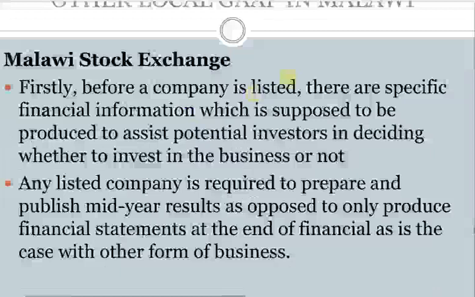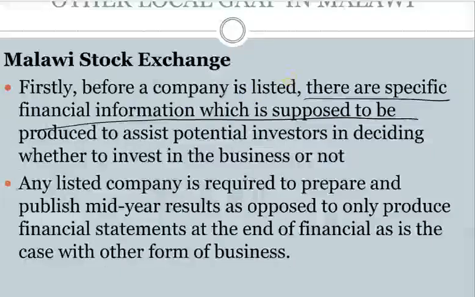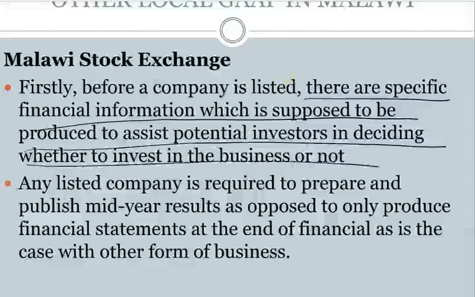Firstly, before a company is listed, there is specific financial information which it is supposed to produce to assist potential investors in deciding whether to invest. We talk about the stock exchange as a market for securities. So before you can participate in the market, you are supposed to satisfy some financial reporting requirements. So it will talk about what you are supposed to produce.